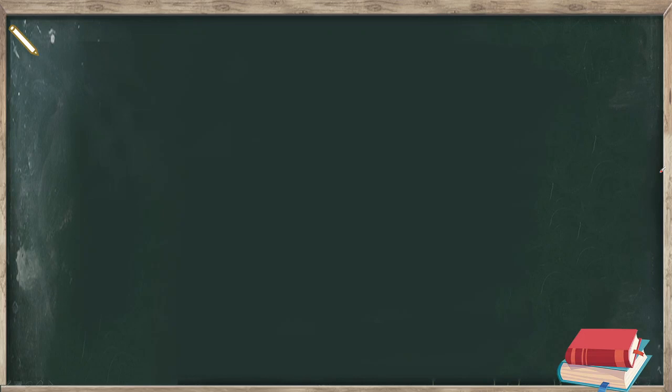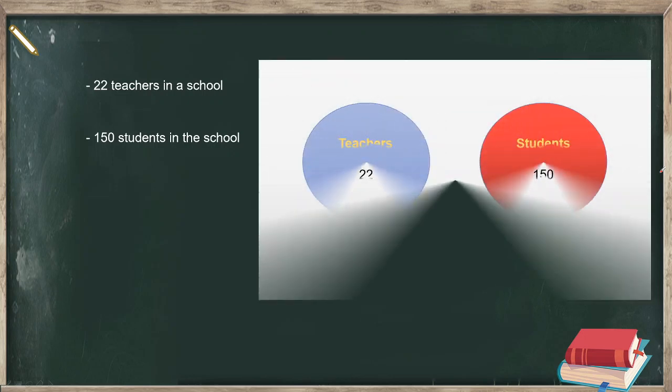Now I want to bring in front of you one more example. That is, there are 22 teachers in a school. Okay, there are 150 students in that school. 22 teachers in a school, 150 students in the school. Now let me draw a Venn diagram.